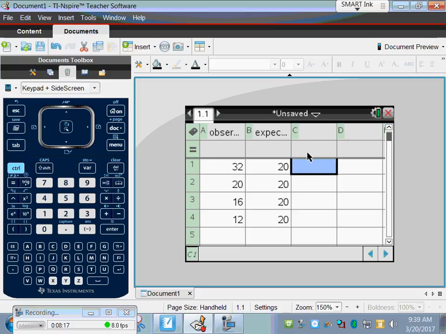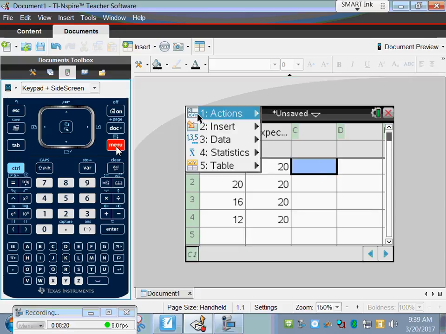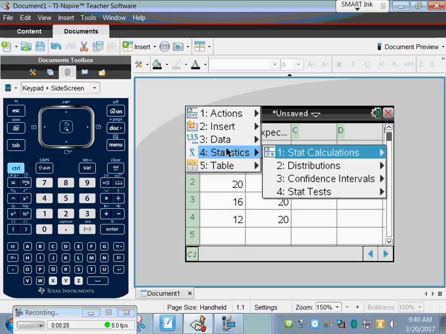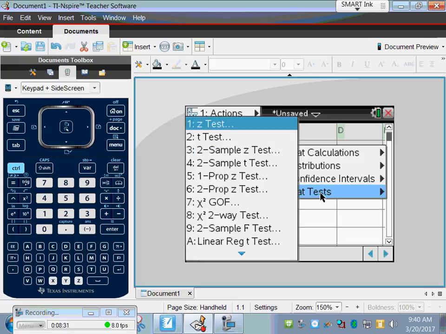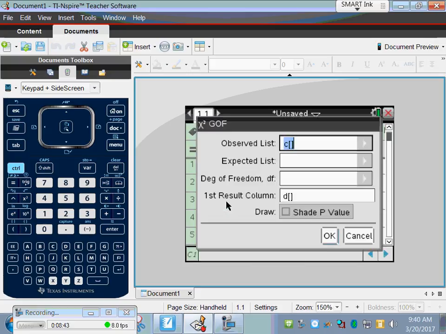All right, so on this one, if you want to do it on this screen, you go to Menu. And you go to Statistics. And you go to Stat Tests. Do you guys remember which one it is? Number 7, chi-squared GOF. Okay, we will use this one as well, but for now we're doing goodness of fit. GOF, that's what it stands for, goodness of fit. All right, so observed list, and then expected.